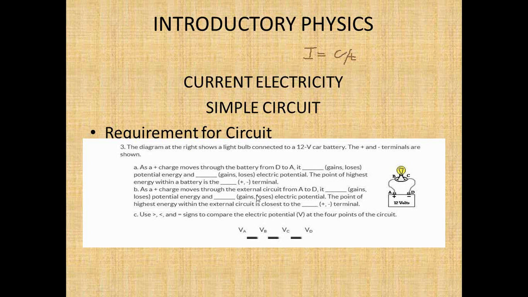Okay? So as it moves from A to D, it loses potential energy and it loses electric potential. So it's going to lose energy because that's what it's supposed to do. When the positive charge flows around the circuit, it's actually electric energy, and that electric energy is going to be converted to other types of energy. So the electric energy is going to get less. So it's going to lose electric energy. It's going to lose electric potential energy.